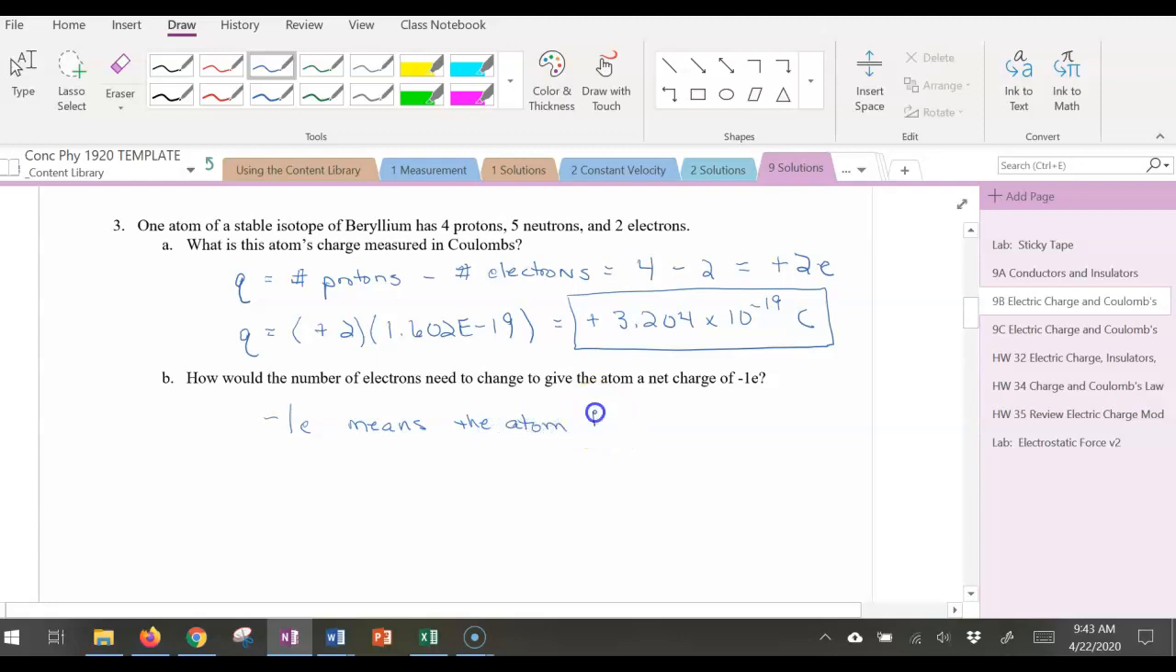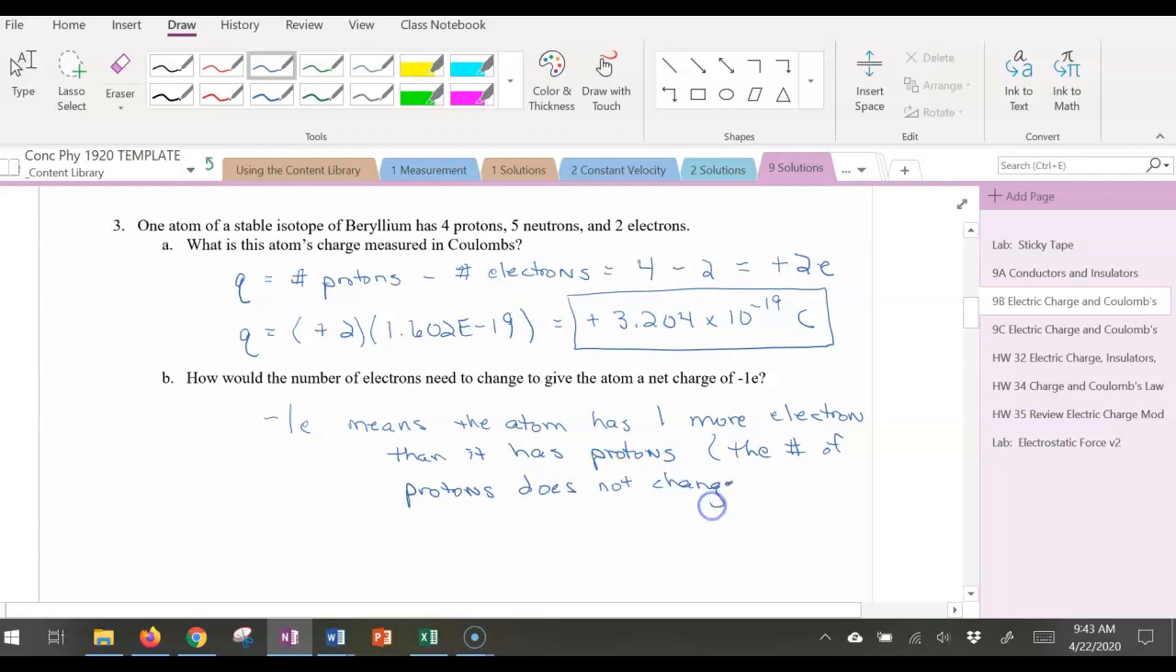the atom has 1 more electron than it has protons. And the number of protons does not change. I mean, if the number of protons were to change, we wouldn't have an atom of beryllium anymore. It would be a different kind of element.